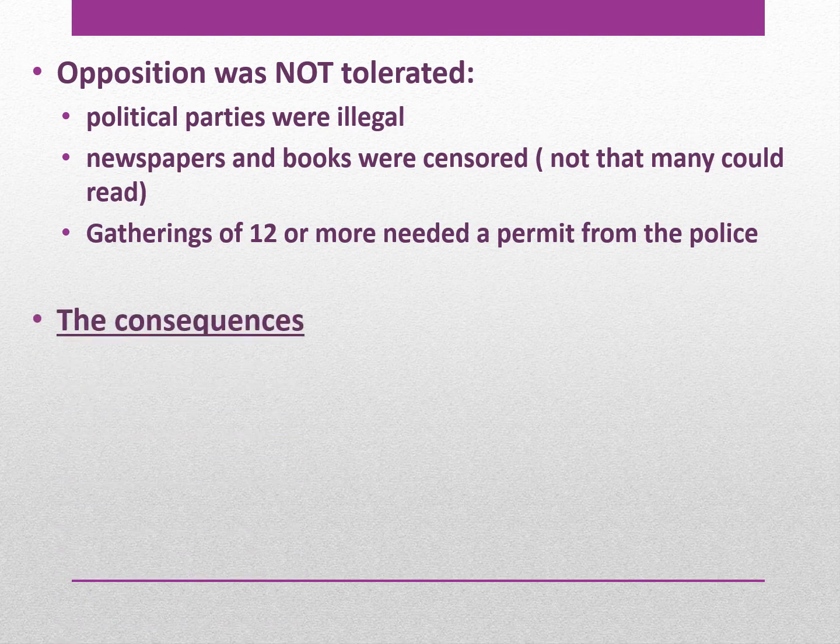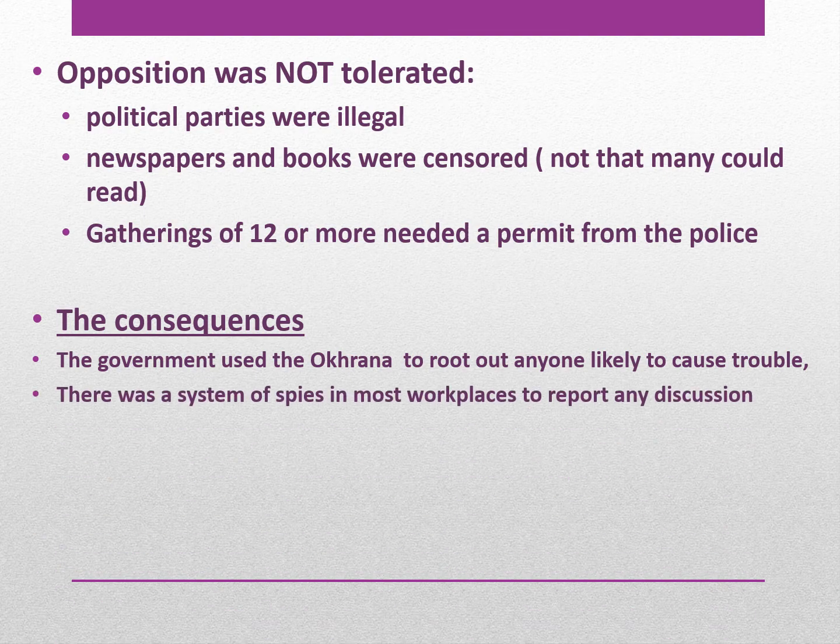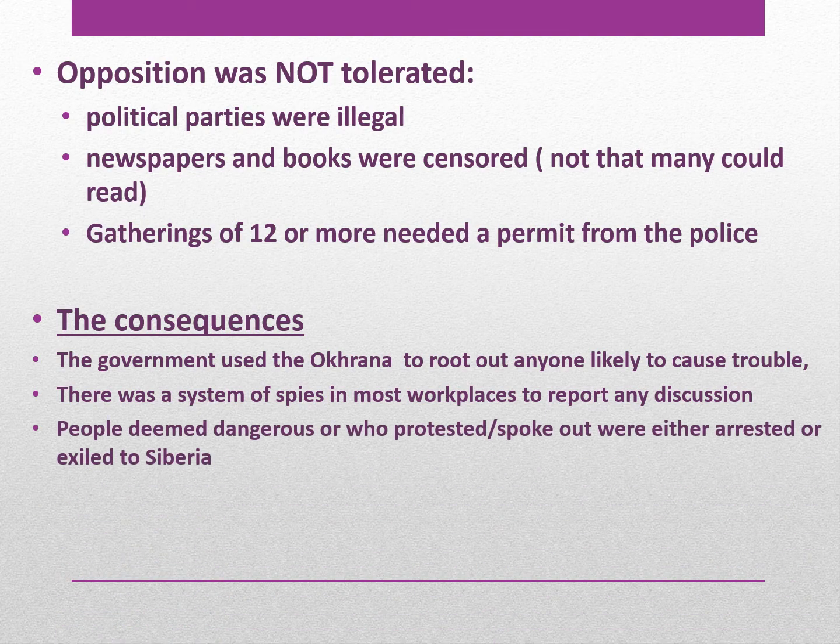The consequences of breaking any of these rules or of opposing were quite brutal. They used the Okhrana to pretty much root out anyone that was likely to cause trouble. There was a system of spies in most workplaces that reported any sort of discussion or revolutionary way of thinking or anything against the Tsar. People who were deemed dangerous or who protested or spoke out were either arrested or exiled to Siberia.